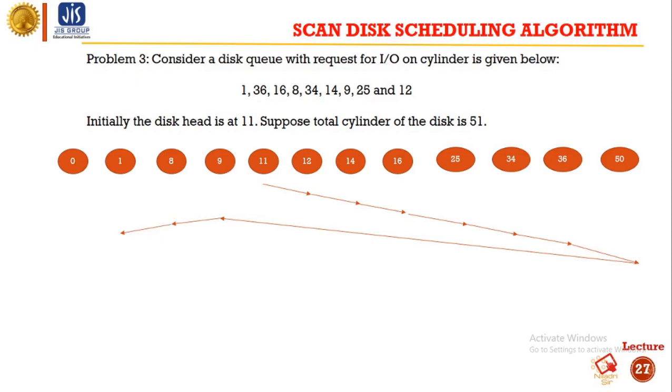If our starting was 11, we can also move from 11 to 9, and from 9 to 8, from 8 to 1, and then from 1 to 0. And from 0 to 12, from 12 to 14, 14 to 16, 16 to 25, 25 to 34, and 34 to 36. So we can also move this way.